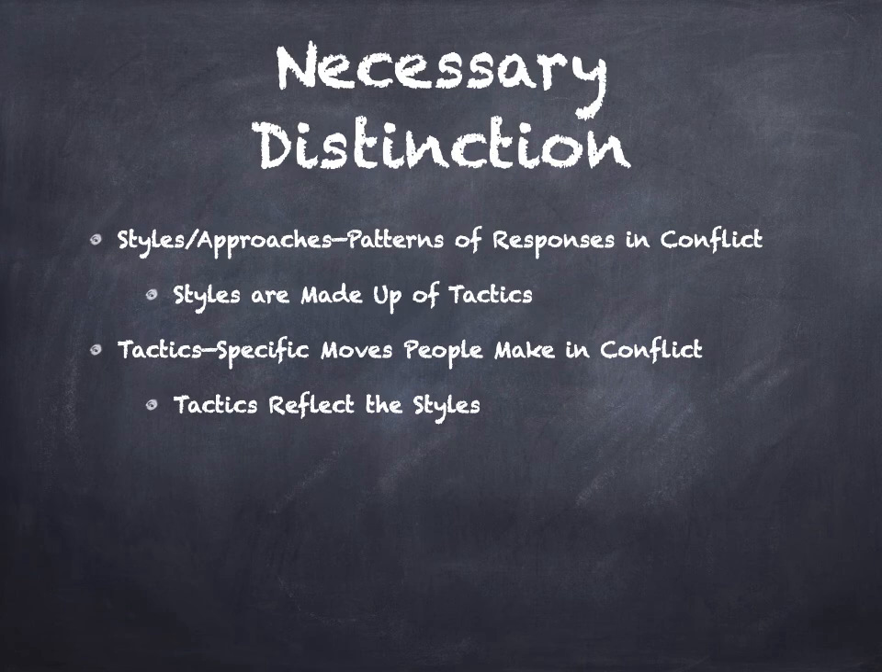Styles are made up of tactics. People do specific things or say specific things to implicate their style or approach. Tactics are the specific moves, verbal and nonverbal, that people make in conflict, and those provide you access to the styles. They reflect those styles.